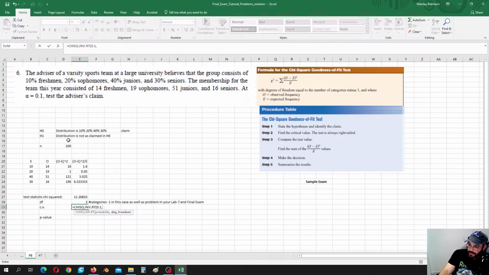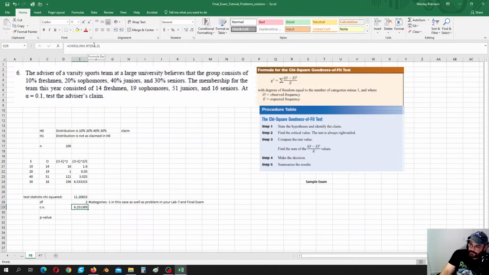In some other cases, it might be different, so problems could be much more complicated. It can be two-dimensional problems, so in this case, we need to set up those contingency tables and so on and so forth. But in this simple case, as well as on the final exam and in lab number 7, it's just the number of the categories minus 1. So it's 1, 2, 3, 4 in this case. 4 minus 1 is equal to 3. Okay, so this is our critical value.